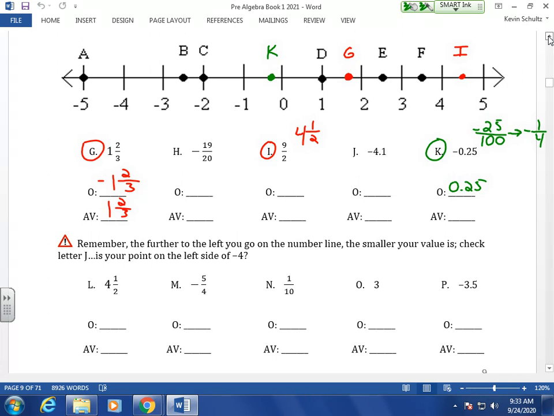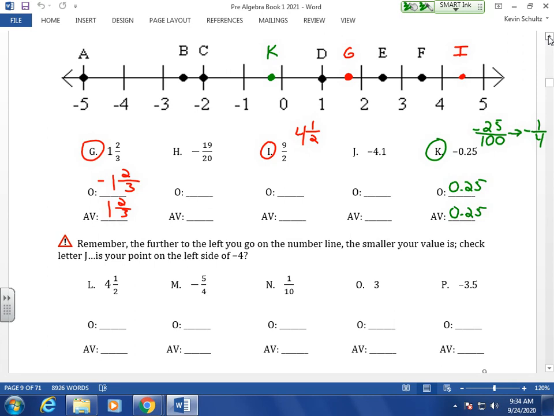Then the absolute value, how far away is negative 0.25 from 0? It is 0.25 away from 0. Again, that absolute value, always positive. All right, we will have you take a look at the rest of them.